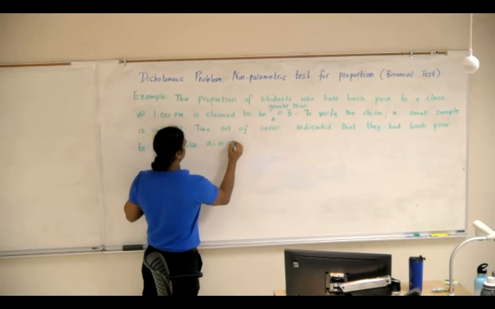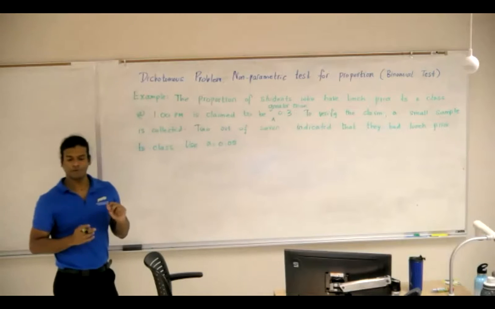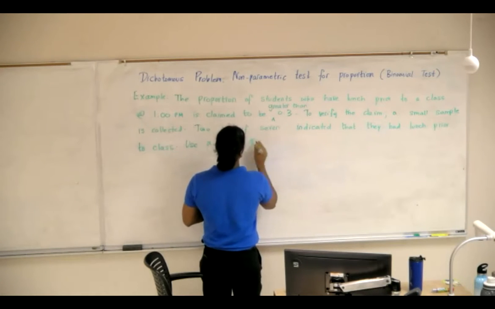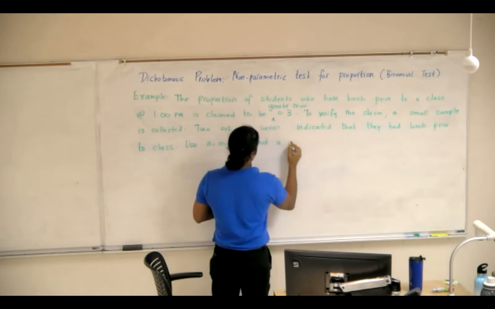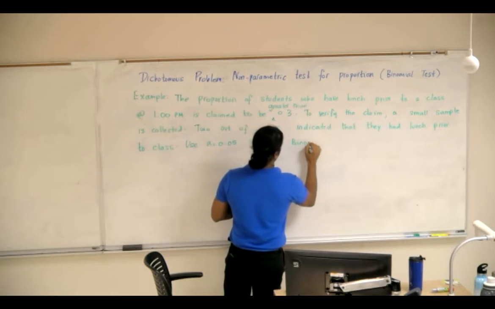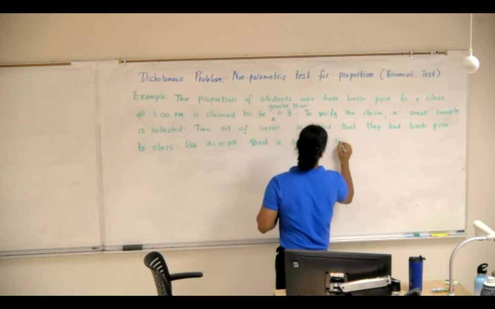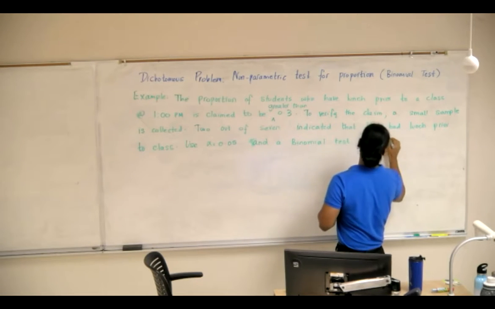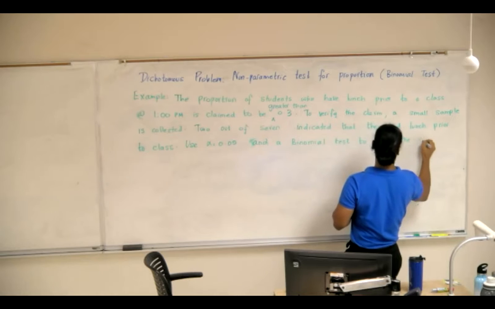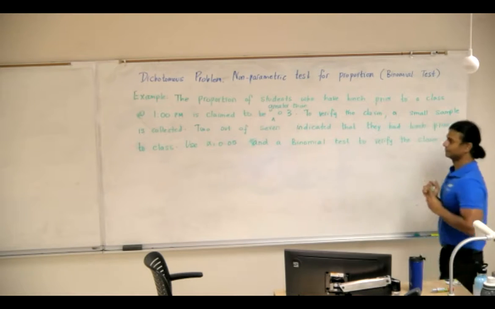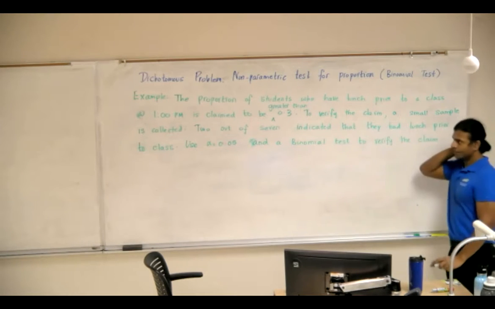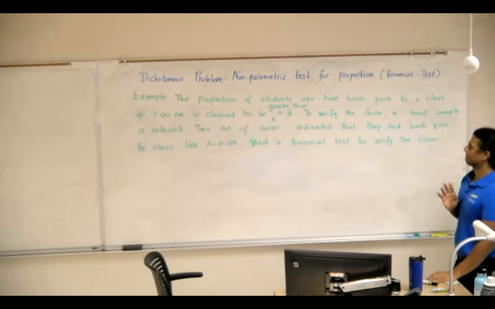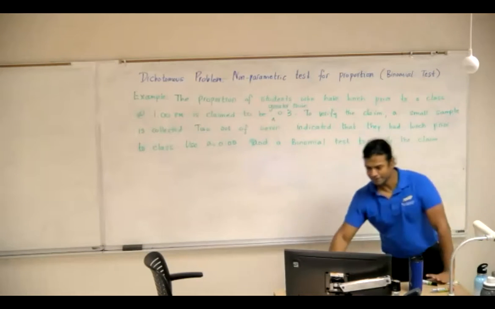So I'm going to pick an alpha that I fixed to be 0.05. So use 0.05. And a binomial test to verify the claim. With me so far? So I'll give you a minute to write this down.